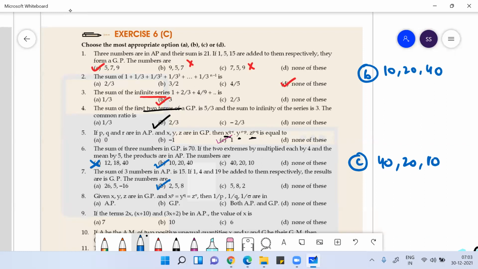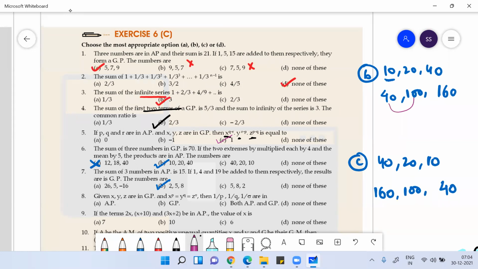What they're telling you, if the two extremes are multiplied by 4, if you multiply this by 4, it becomes 160, and multiply 10 by 4, it becomes 40. If the two extremes are multiplied each by 4 and the middle by 5, if you multiply this by 5, it becomes 100. The products are in AP. Now they're saying they are in AP.